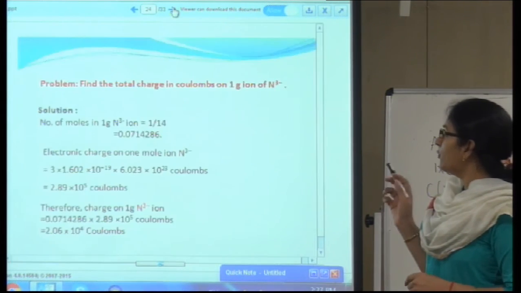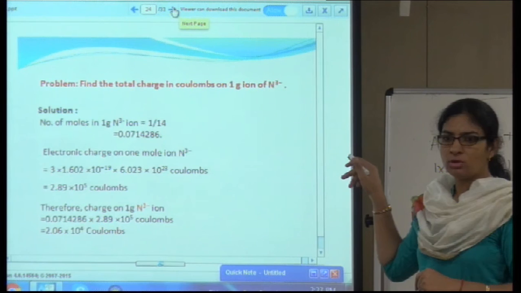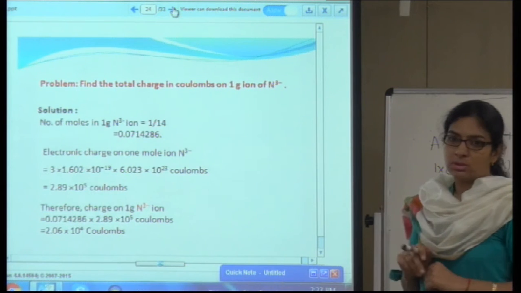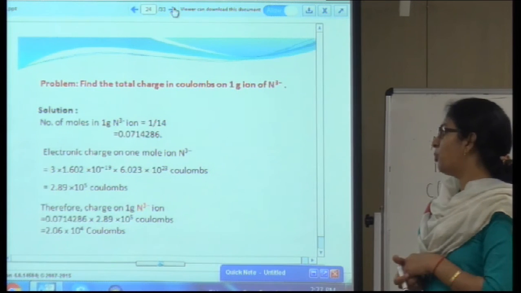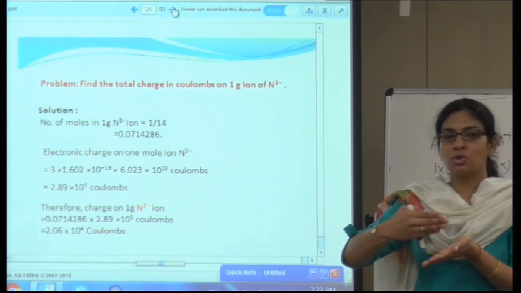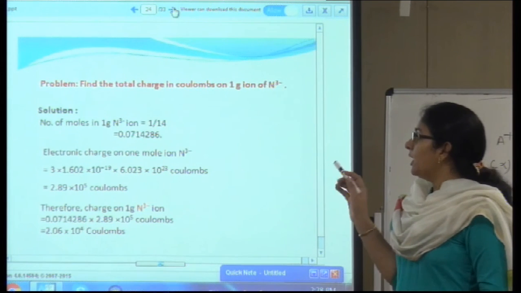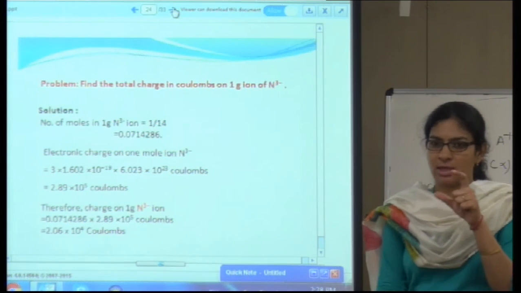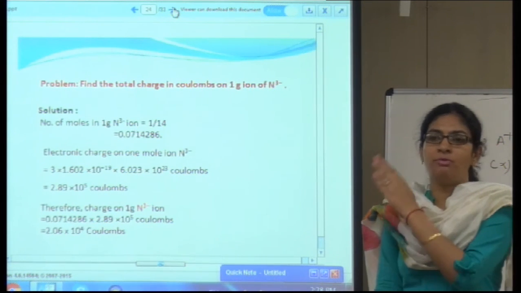And that we can see from this example: find the total charge on N3 minus. So 1 gram of substance is given to you, and this much is being deposited. To deposit this much substance on the electrodes, how much charge do you require, that is what we have to calculate here. So we need to find out the number of moles, because I think last class maybe we discussed what F is, how you define F. F is the charge on 1 mole of electrons.